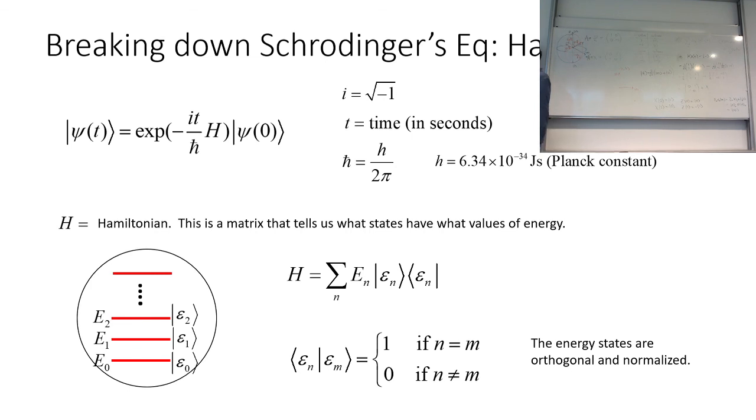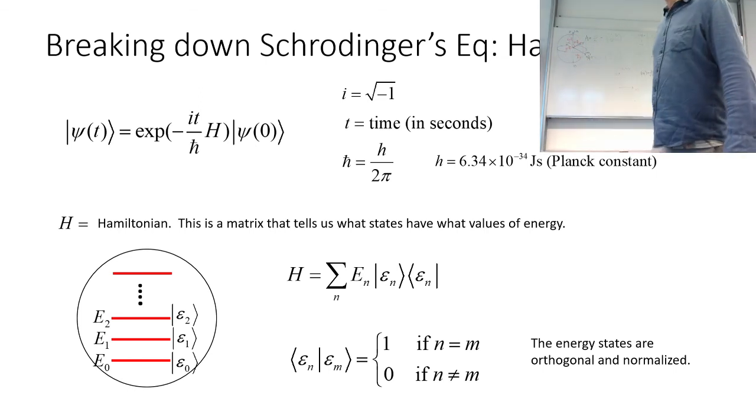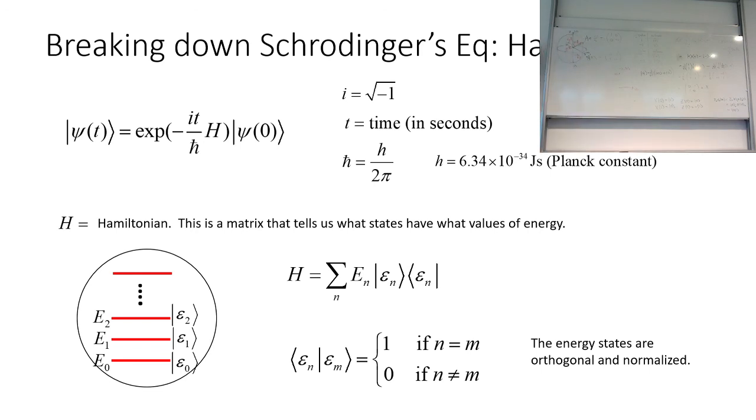But the most complicated thing in here is actually this thing called the Hamiltonian. Firstly, it's a matrix, the same dimension as the vector that we're talking about. So this is our initial state, say it's a qubit. A qubit is a two-dimensional vector. If we're talking about a qubit, then this Hamiltonian will also be a two-by-two matrix. And basically what it does is tell us, it's as simple as this, what states have what energy.